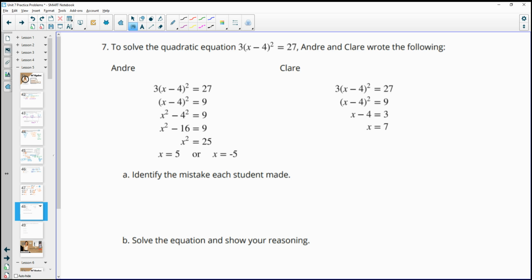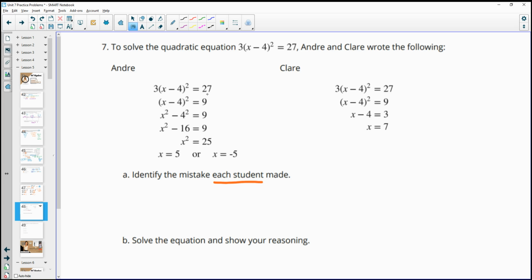Number 7, to solve the quadratic equation 3 times x minus 4 squared equals 27, Andre and Claire wrote the following. So you can see what they wrote, and you want to identify the mistake each student made. So both of them are making mistakes.